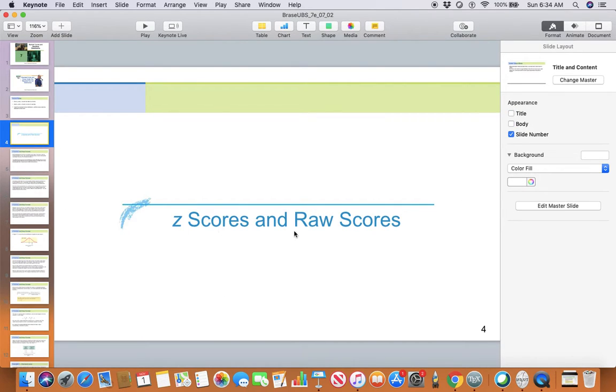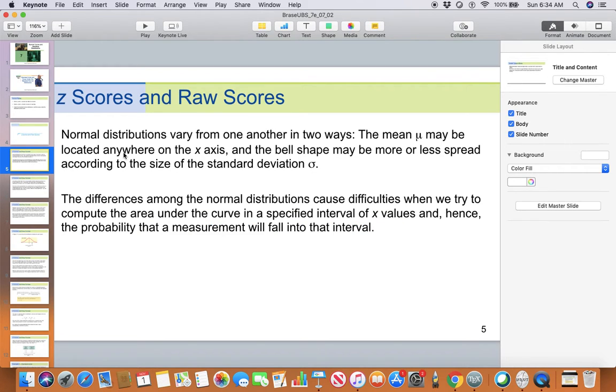First, z-scores and raw scores. Normal distributions vary from one another in two ways. The mean mu may be located anywhere on the x-axis, and the bell shape may be more or less spread according to the size of the standard deviation sigma. The differences among the normal distributions cause difficulties when we try to compute area under the curve in a specified interval of x values, and hence the probability that a measurement will fall into that interval.